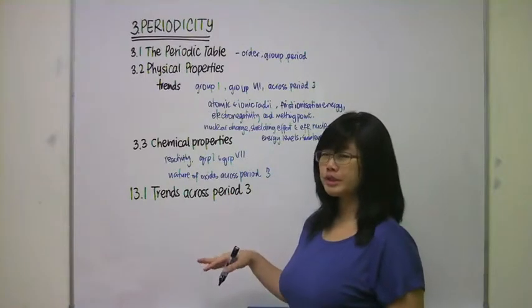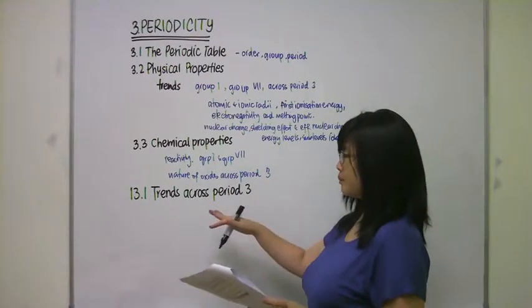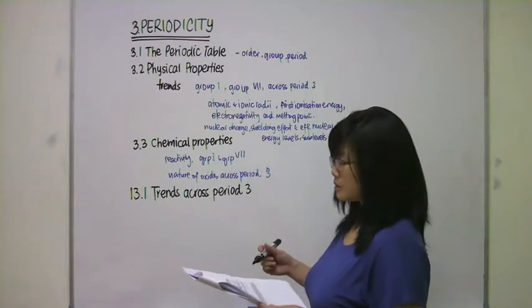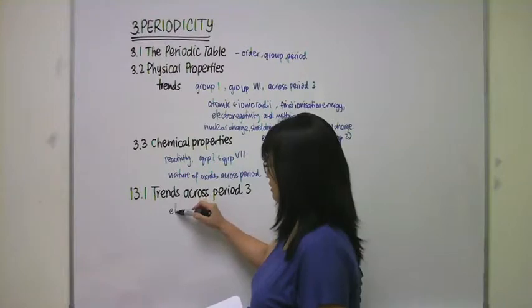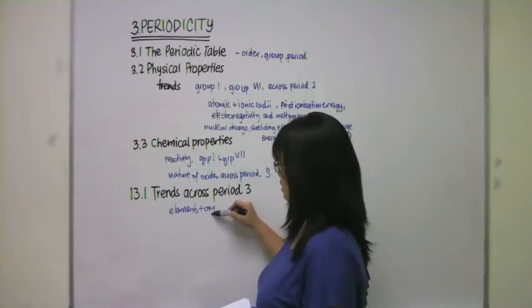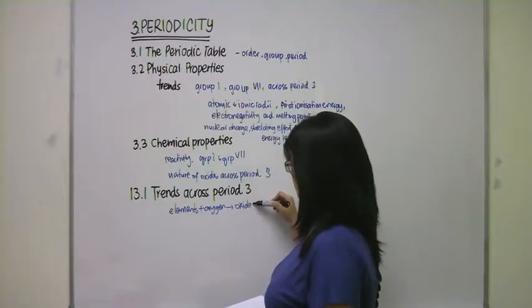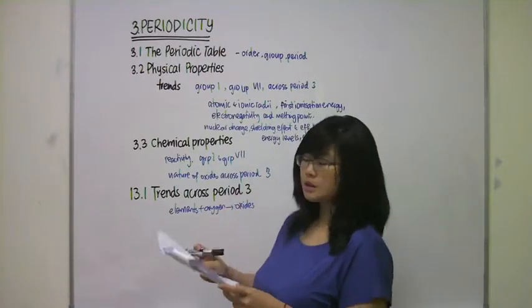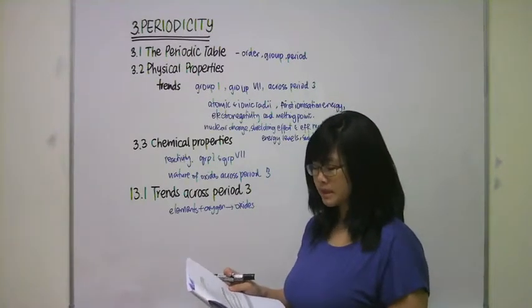For the HL students, they'll be learning more about the period 3 elements, okay? So they'll need to know about the oxides. They have to know the reactions between the elements plus oxygen to produce the oxides. So they have to memorize the equations. We have already given the equations in the notes, so the students can just memorize them.